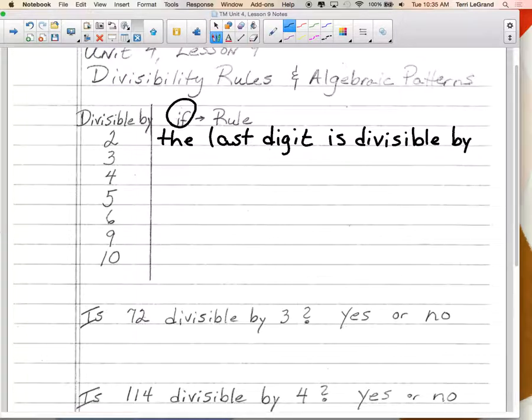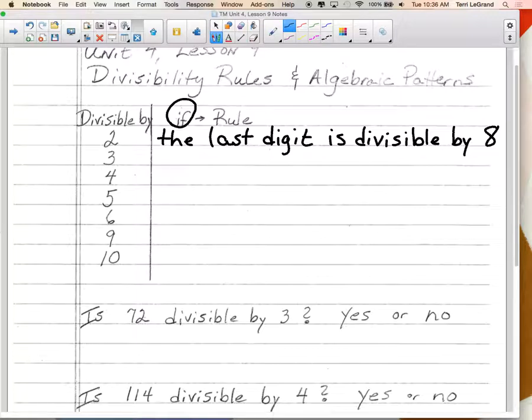So it's a lot easier to just look at one digit and say, can I take 2 into that number? So whatever the number is, it can be a 6-digit number like 132,788. And all you'd have to look at is that final digit of 8 and say, can I take 2 into 8? And if I can, then I know that the whole number is divisible by 2.